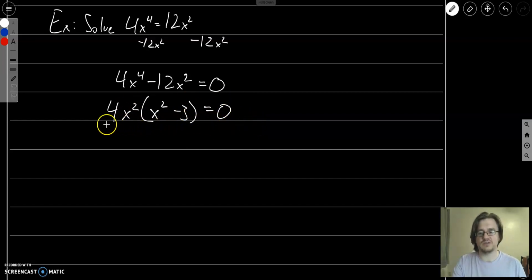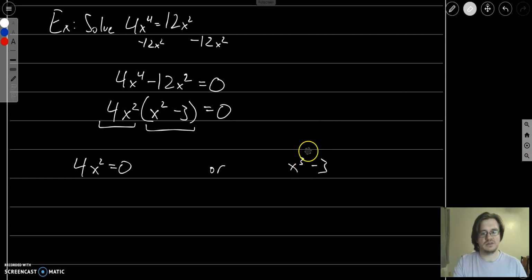And now I have two numbers that are being multiplied together. I have this number and this number being multiplied together to get 0. So I know that one of those two numbers has to be 0. So either 4x squared is equal to 0, or x squared minus 3, oops, it's meant to be squared, is equal to 0. So let's solve this guy first.